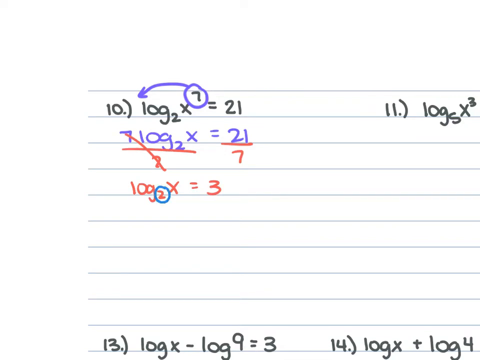The base on this log is 2, so we're going to have 2 as the base on each side. And then the log base 2 of x and that 3 are going to turn into our exponents. So we're going to have 2 to the power of log base 2 of x is equal to 2 to the third power. The 2 cancels out the log base 2, so we just have the x left over, and 2 to the third power is 8. So x is equal to 8.